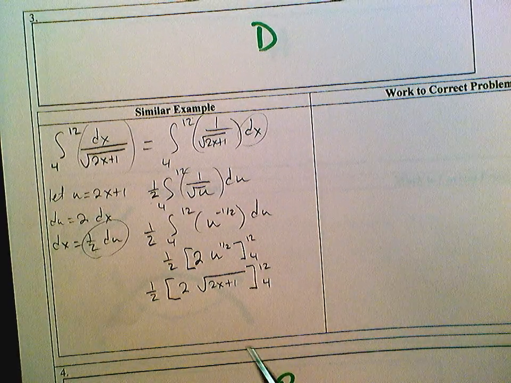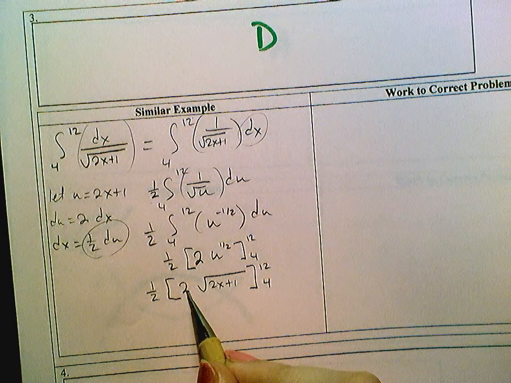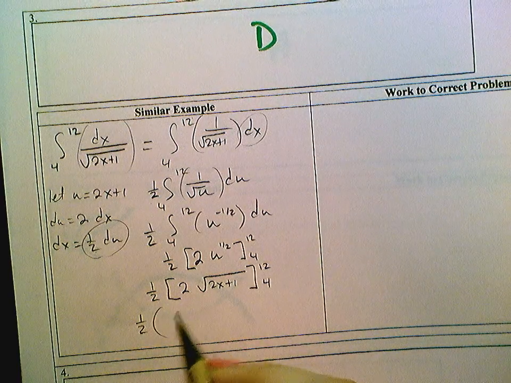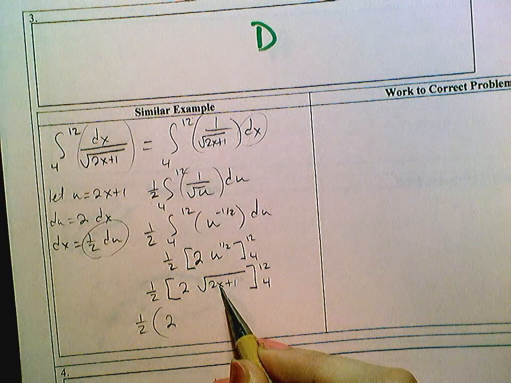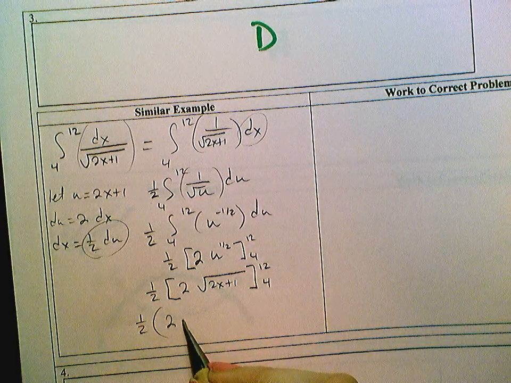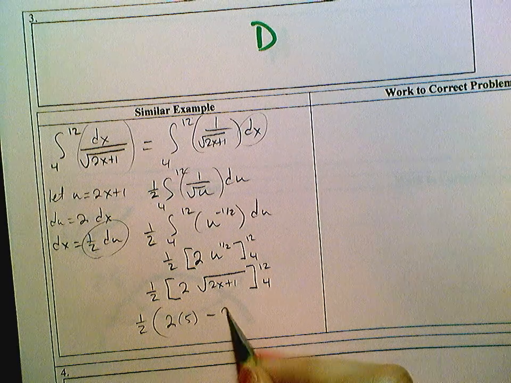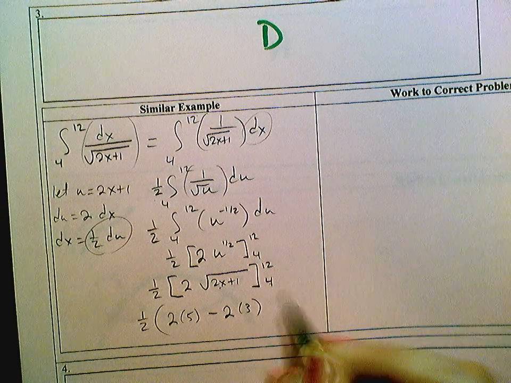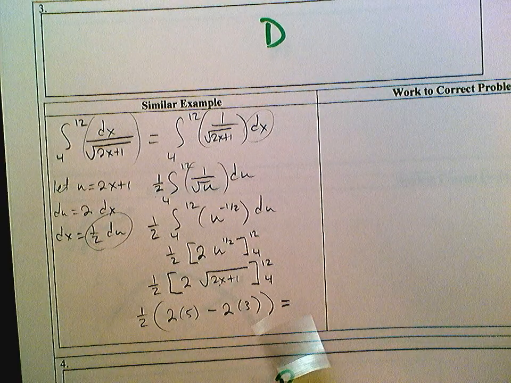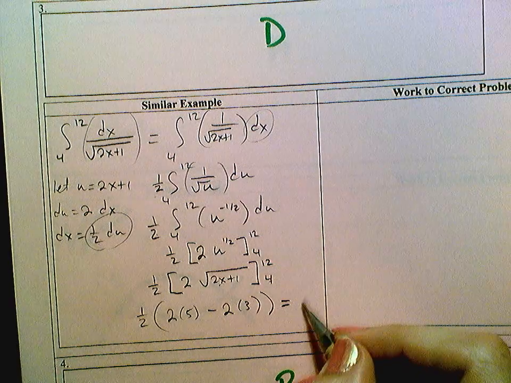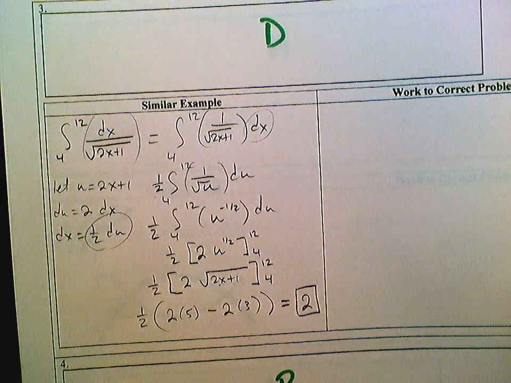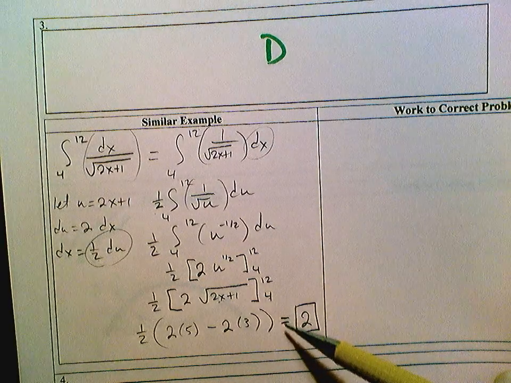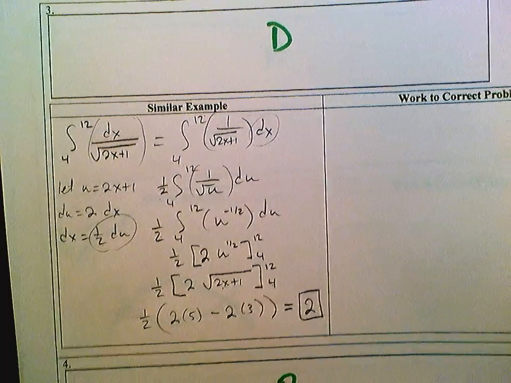So this is going to be 1/2, and then this is 2. I plug in 12, and you get radical 25, which is 5, minus, I plug in 4, and I get radical 9, which is 3. And then it's just going to be 5 minus 3 in the end, which is 2. Okay, and see how nice and tight my notation is? Yours should be the same.